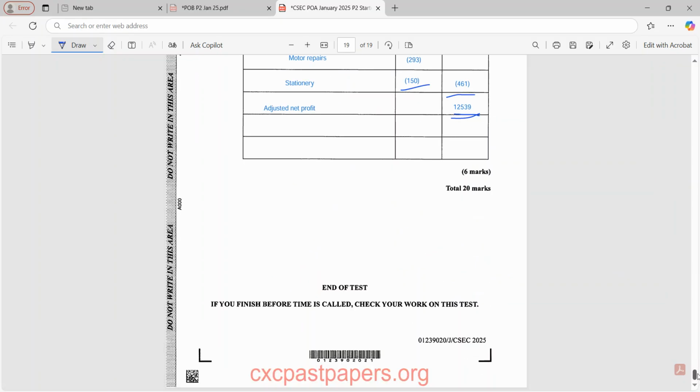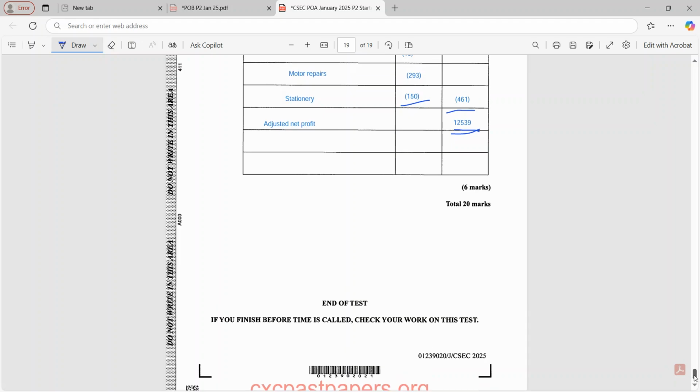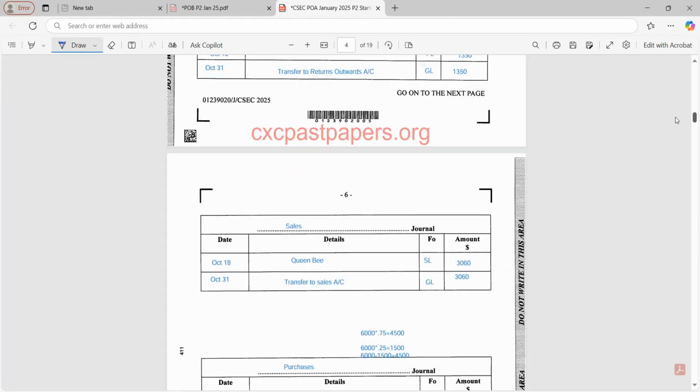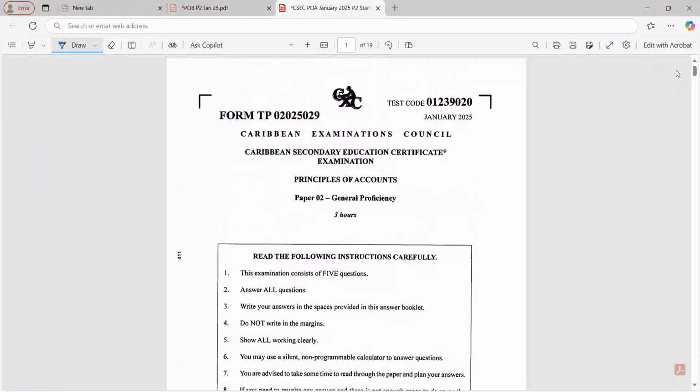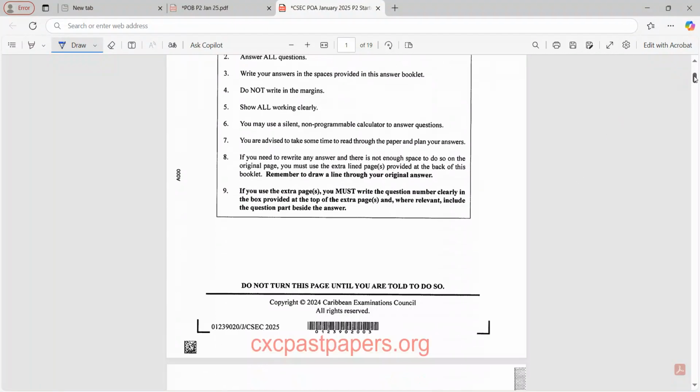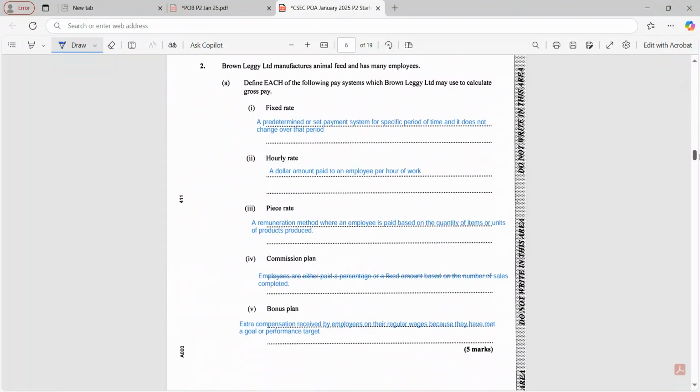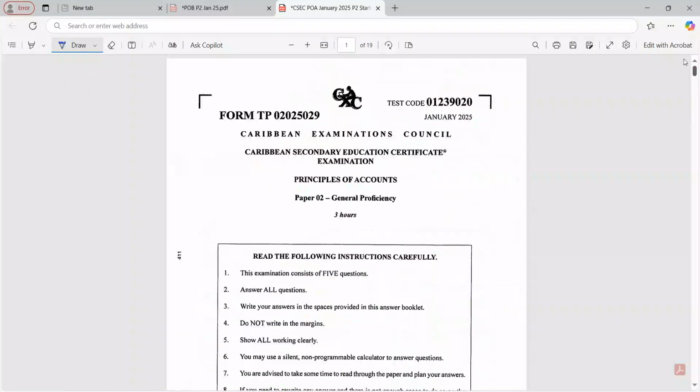All right, so that is the end of the test. I think you would agree with me that is not hard. This paper was not hard, so it's just for you to revise. Remember that even though this one isn't hard, you are not sure what the other one would look like, the one that is coming up. All right, so just keep practicing and keep watching the videos.